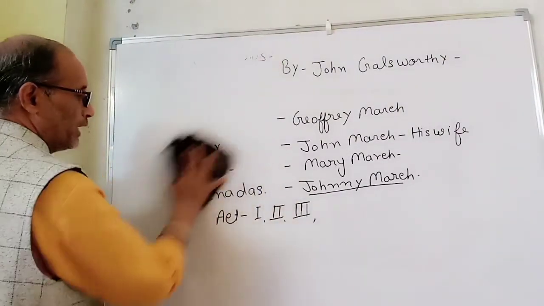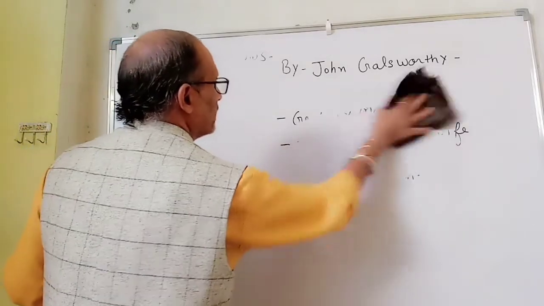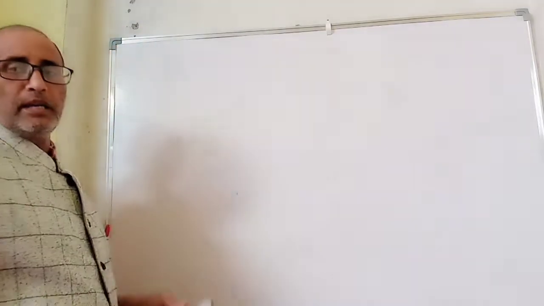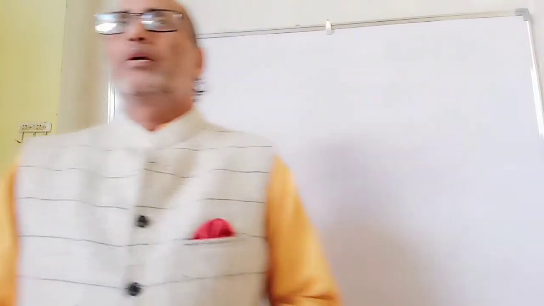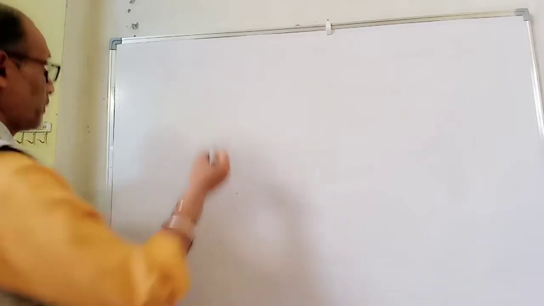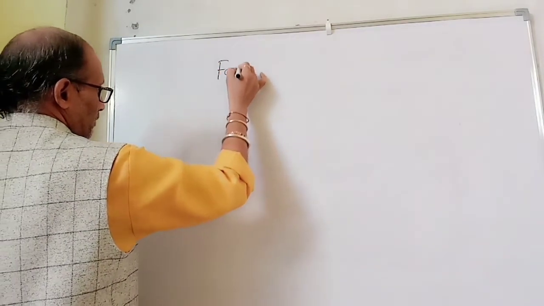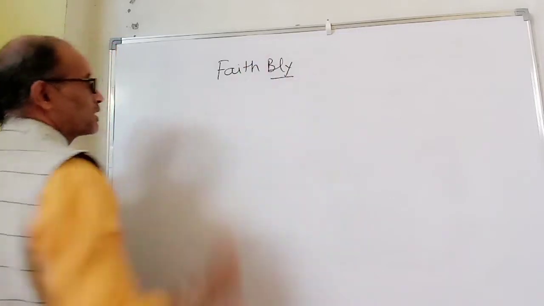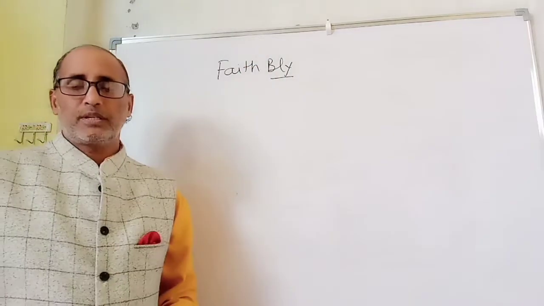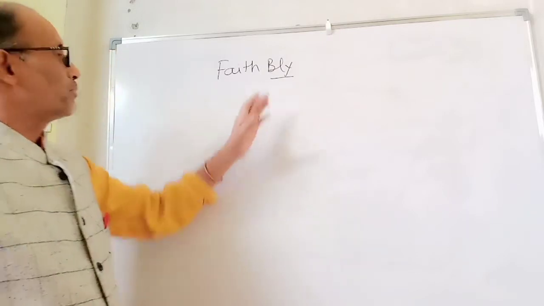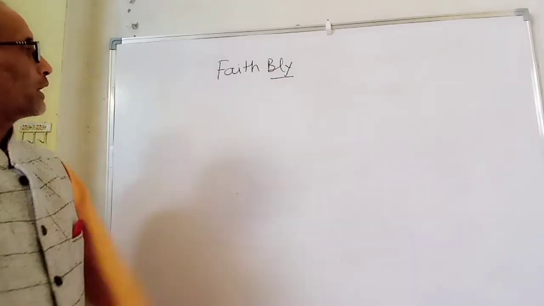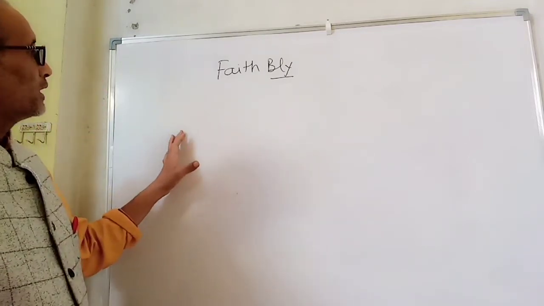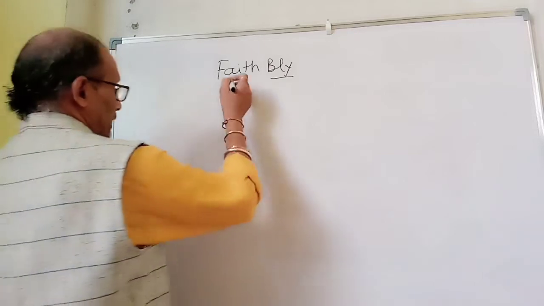As I have already told you, this play is the story of a girl, and the name of the girl is Faith Bly. Okay, this word has two pronunciations. It can be pronounced Bly as well as Bly. So it doesn't matter what you pronounce. This story is related to Faith Bly.